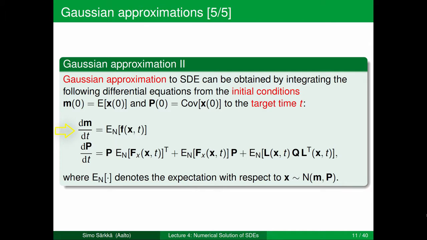So the mean equation is exactly the same as before, but the covariance equation now looks like this. So the time derivative of the covariance is the covariance times the expectation of the Jacobian transposed, plus the expectation of the Jacobian times the covariance, plus the expectation of L Q L transpose. So we have replaced the two f times x minus m kind of expressions with the Jacobian in the covariance differential equation.